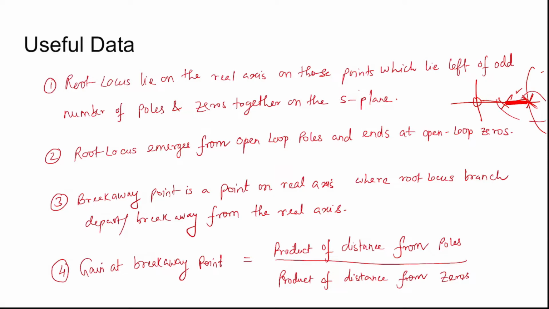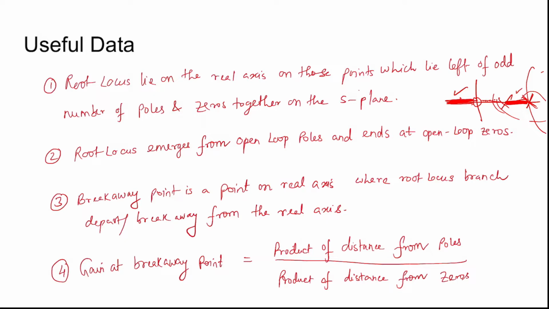In this zone, two poles come, so it is not allowed because to the left of these points, two poles are there. Here it is allowed because to the left of all these points, the total number of poles and zeros is odd. So these points are allowed, and here the root locus lies on the real axis, like this.